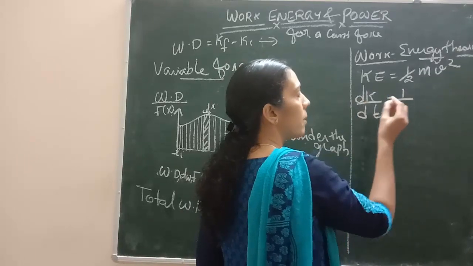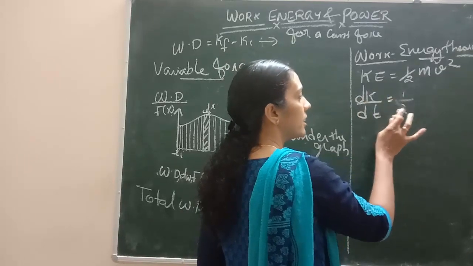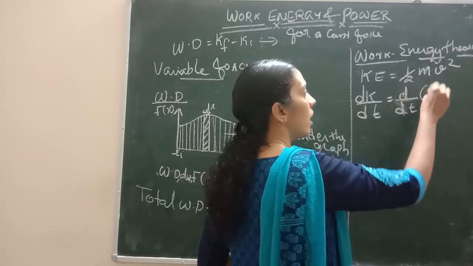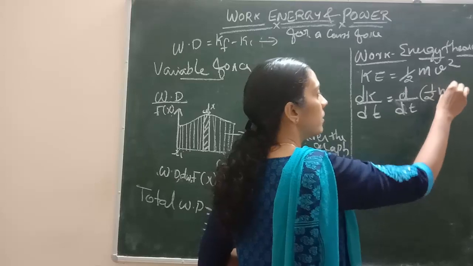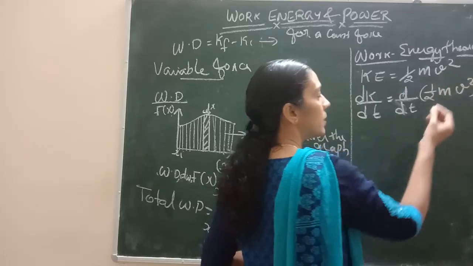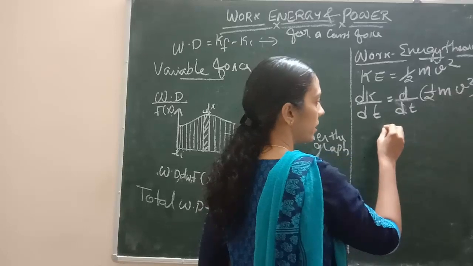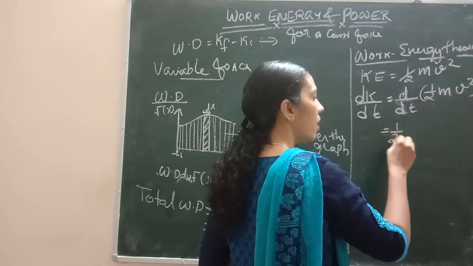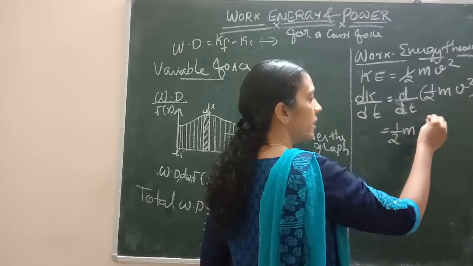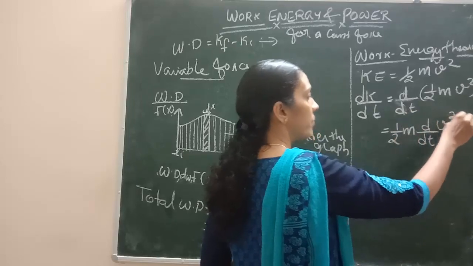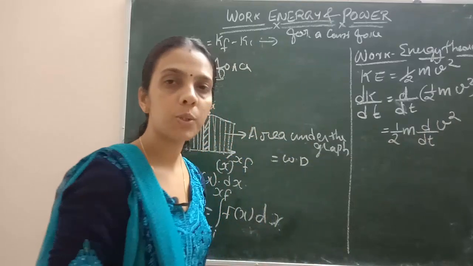So dK by dt, the change in kinetic energy, how can we find out? d by dt of half m v square. Here, which is the changing quantity? Velocity is the changing quantity. So I can take half and m outside, d by dt of v square. Tell me the differential of v square.